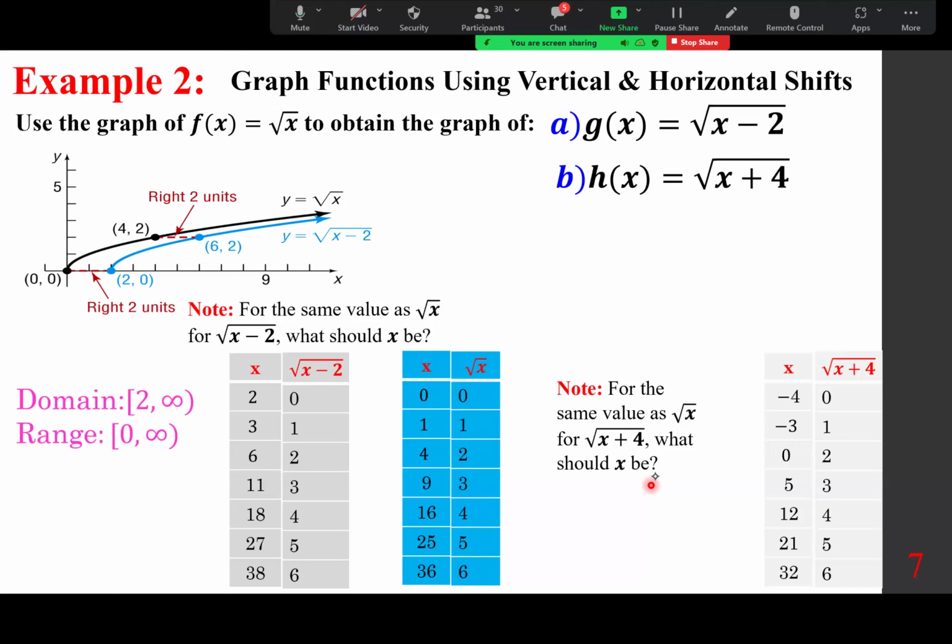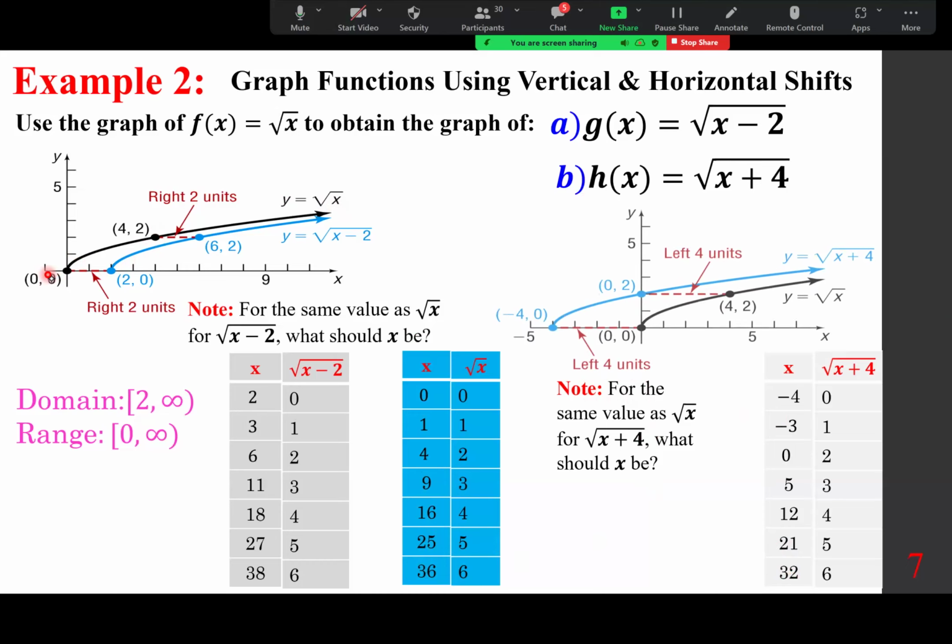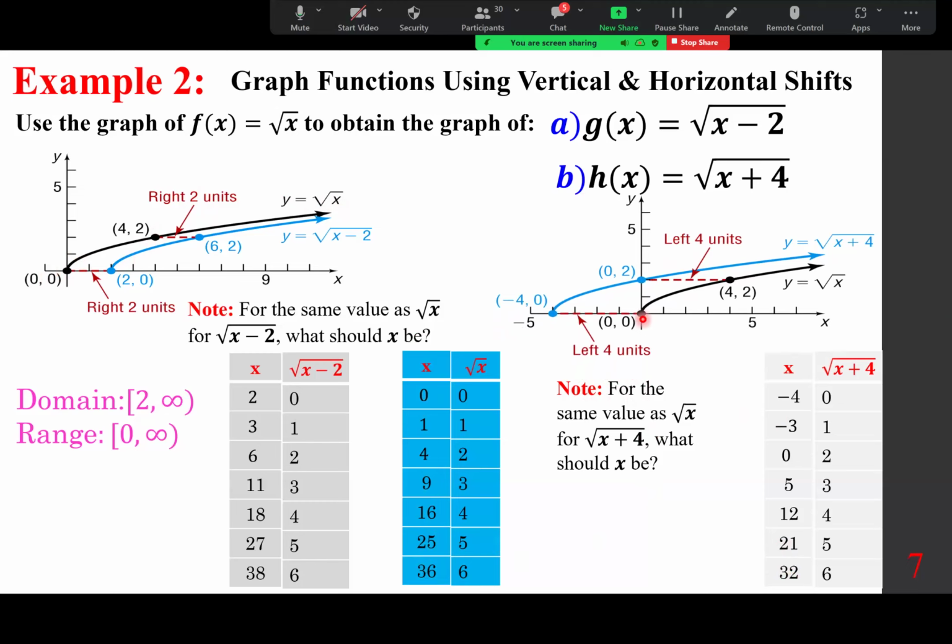So these are the ones. And so we notice we are using the same thing, but we are subtracting. So same values here. Subtract, for example, 36 minus 4 is 32. 25 minus 4 is 21. So you're shifting to the left by 4 units. So this basic elementary function shifts to the left. And so what happens is that 0, 0 becomes minus 4, 0, or 2 becomes 0, 2.